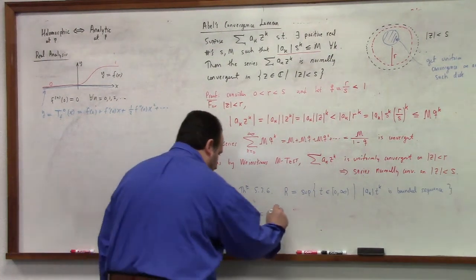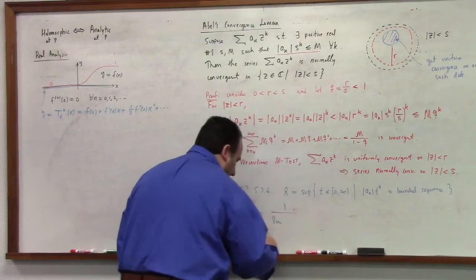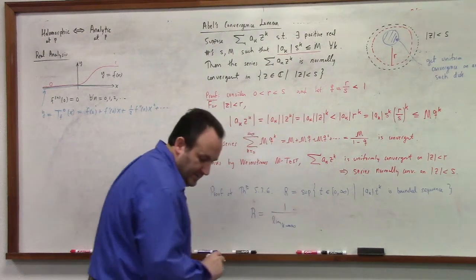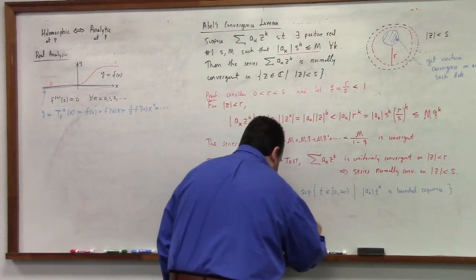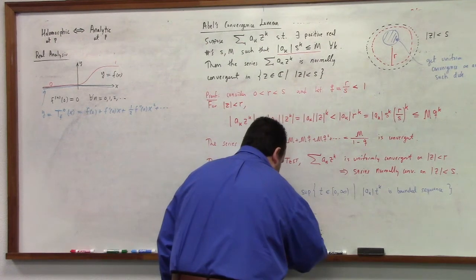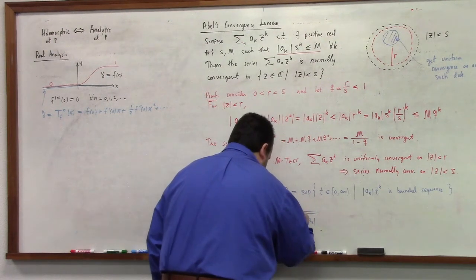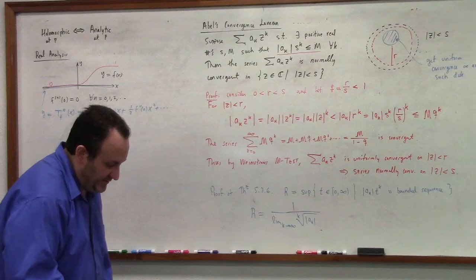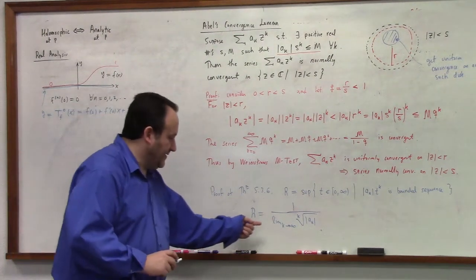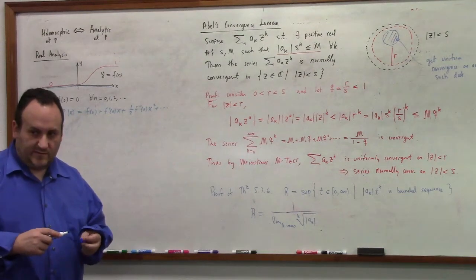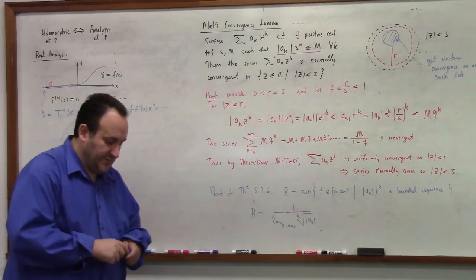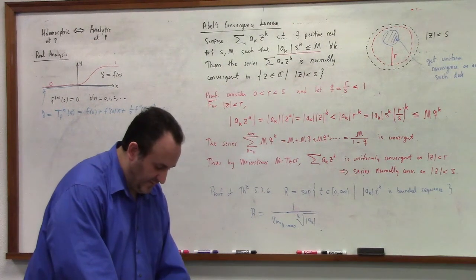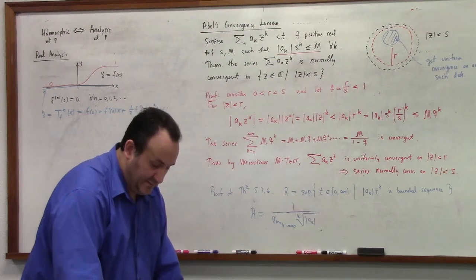R is 1 over the limit, as k goes to infinity, of the kth root of the modulus of a_k. So this is a sometimes useful thing, and actually this is not the Cauchy-Hadamard formula. The Cauchy-Hadamard formula is a refinement of this, which replaces the limit with the limit superior. So you have to look at the lim sup, which looks at all possible convergent subsequences of those terms. But anyway, that is getting too far into the weeds for this course at the moment.